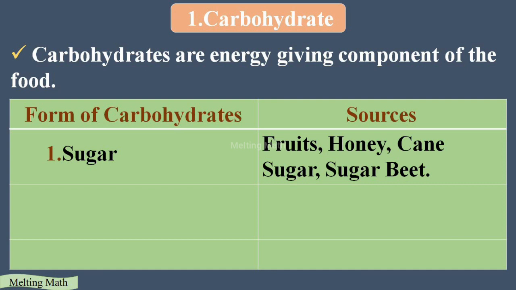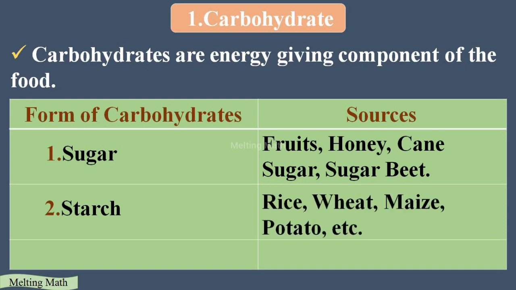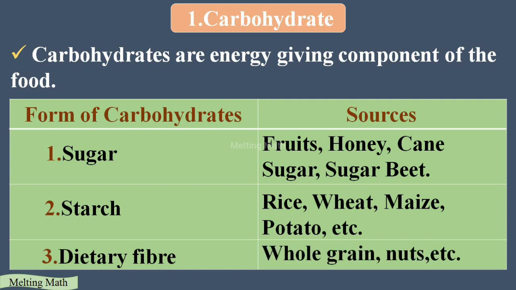Okay, next, starch is a form of carbohydrate. We can get it from rice, wheat, maize, potato, etc. Okay, next one is dietary fiber. We can get it from whole grains, nuts, etc. So we can get carbohydrate in the form of sugar, starch and dietary fibers only. Okay, next we are going to discuss fat.